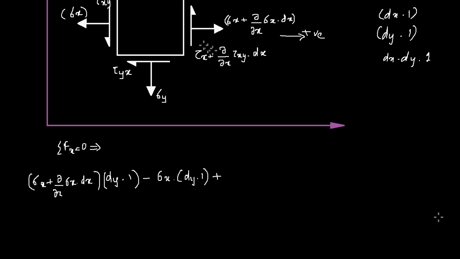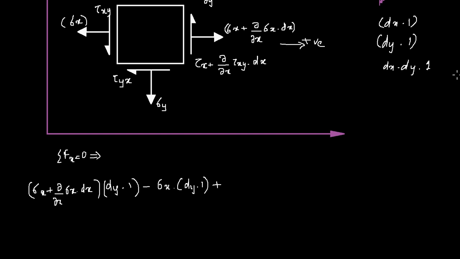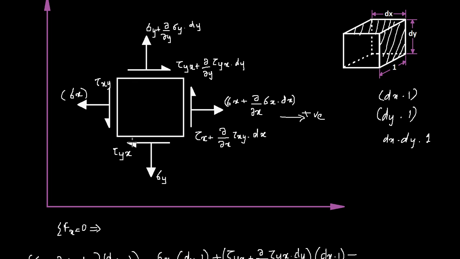plus you have this stress here, which is acting in the positive x direction, so that is tau yx plus rate of change of tau yx times dy times the area, which is dx times 1, minus you also have the force corresponding to this stress, which is tau yx times this area, which is again dx times 1.